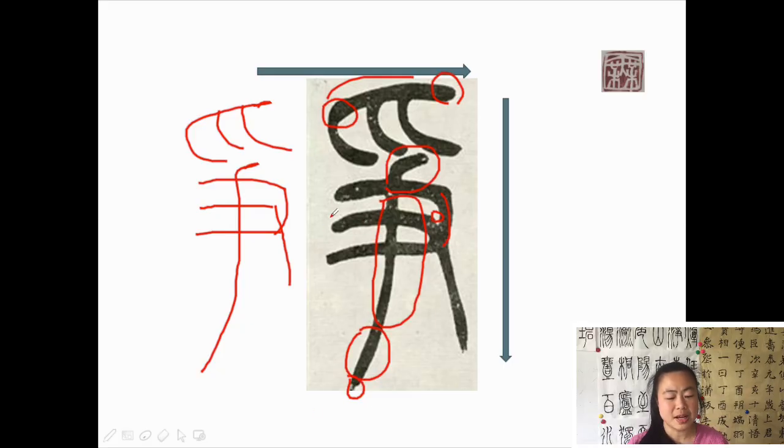And we also pay attention to these 3 beginnings: round, a little bit square. So keeping the changing of the strokes is very important in Chinese calligraphy. Okay, now I will show you how to write this character with a Chinese calligraphy brush.